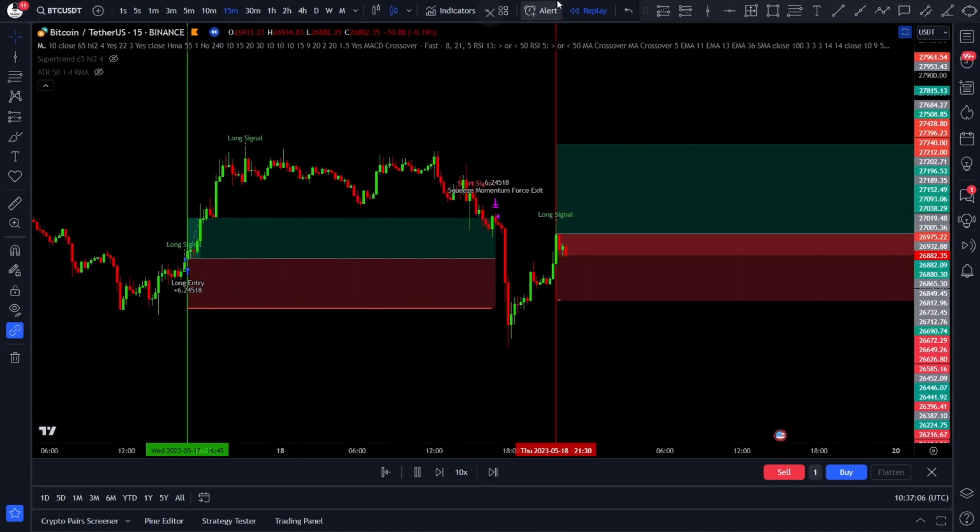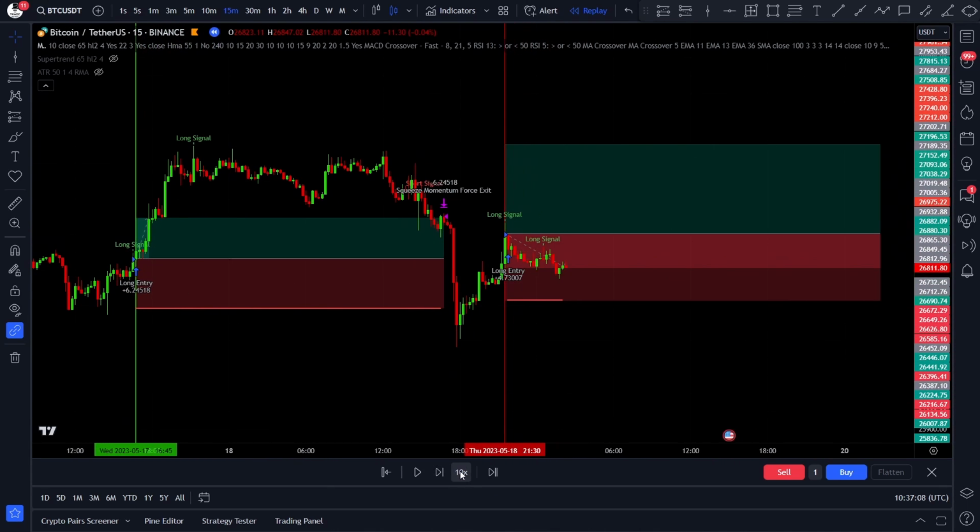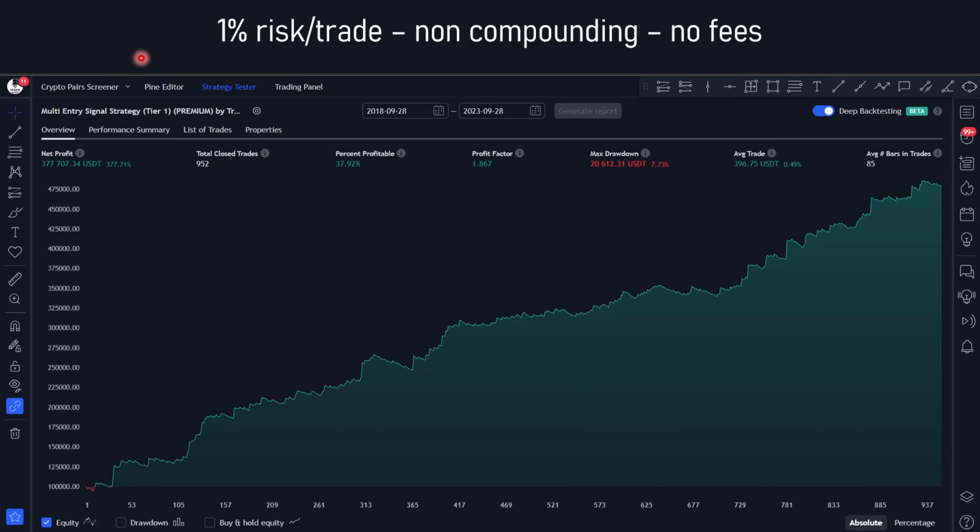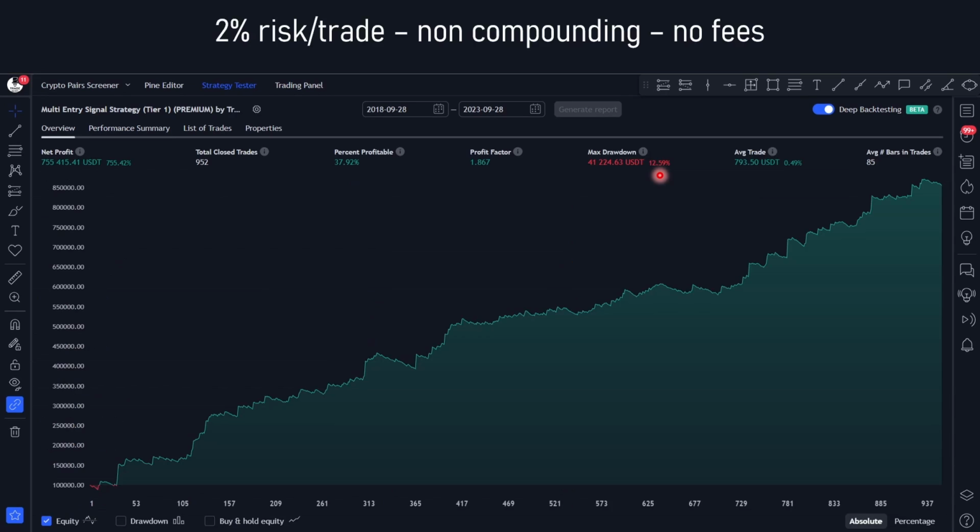And now, let's see the results for the last 5 years of price data. Here are the results for the last 5 years without fees using 1% risk per trade, non-compounding. During this period, this strategy took 952 trades, generated 377% net profit with a 1.867 profit factor and with only 7% maximum drawdown. With a drawdown like that, we can increase our risk, for example, to 2%.